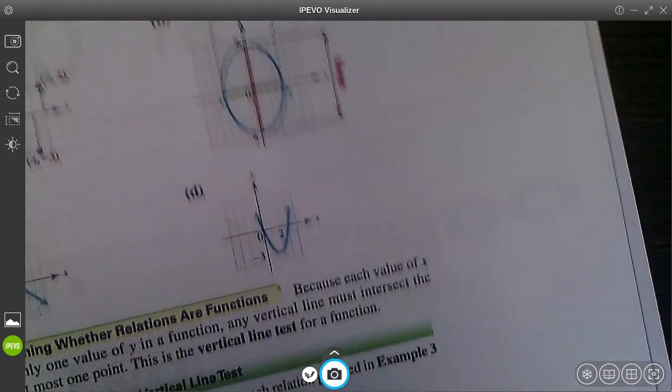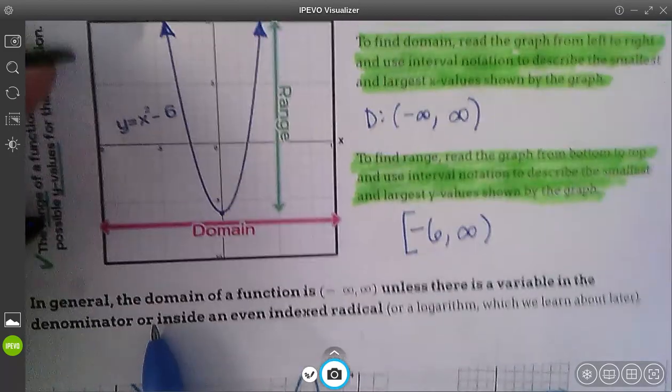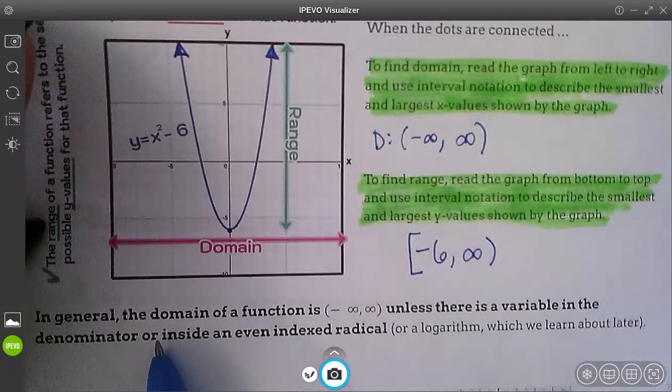In general, I think I probably wanted this to be somewhere else, but that's okay. It's good to have it in more than one place.